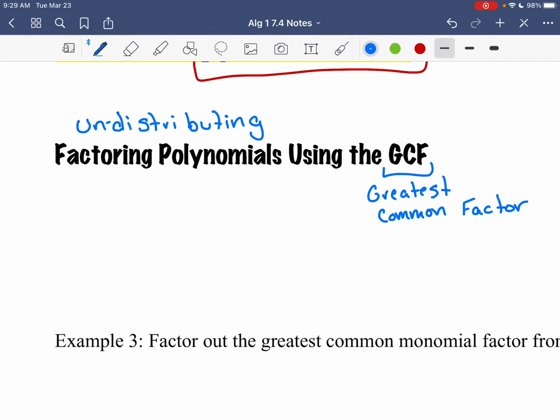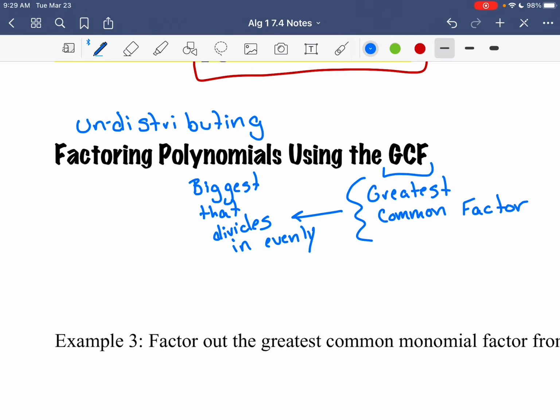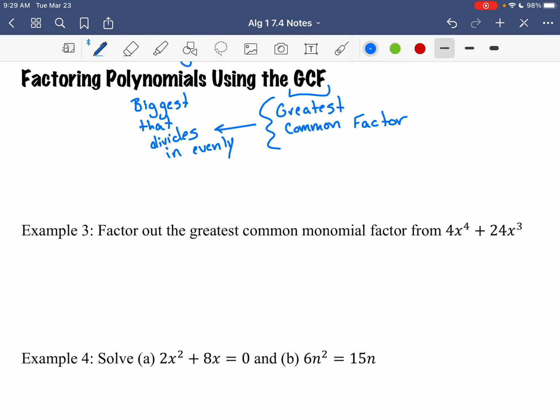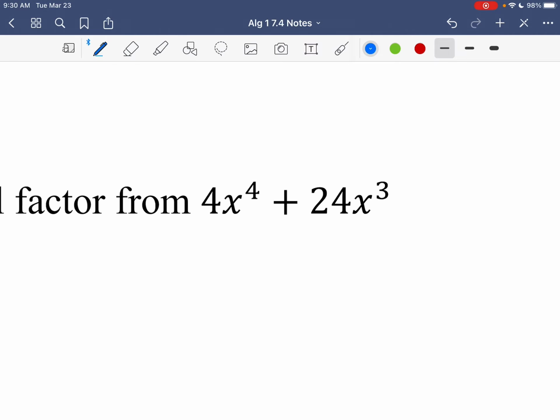So first, we need to find the greatest common factor, or more so, the biggest number that divides evenly. Okay, for example, I think we're just going to jump straight to an example. I think that's going to be the best way. If we look at this binomial over here, we've got 4x to the fourth, 24x to the third. The first thing I notice is they both have x's. And there are numbers that go into both 4 and 24 evenly.